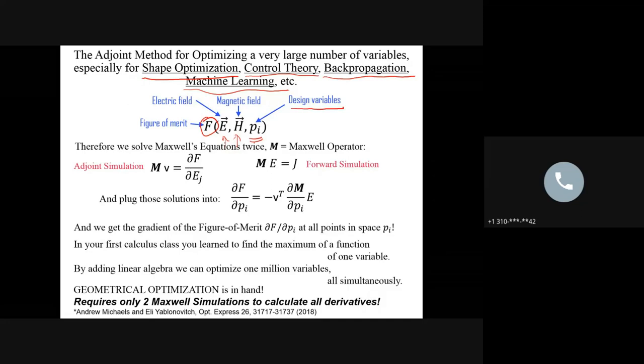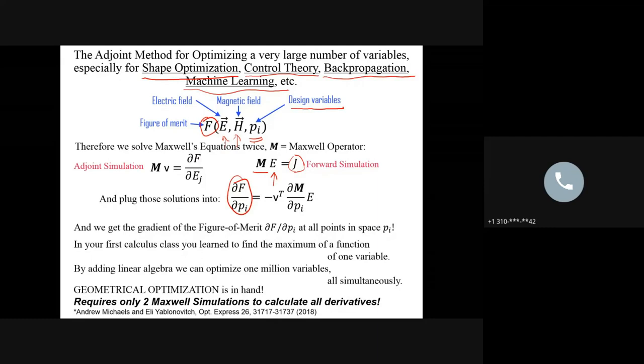So how are you going to get the derivative of the merit function with respect to all those thousands of variables? There's a trick. Let me show you the trick. Suppose you go ahead and solve Maxwell's equations. I have a shorthand for Maxwell's equations: the Maxwell operator, just bold M, and the electric and magnetic fields are just there. And then the driving currents, I call them J. So this is one solution of Maxwell's equations.